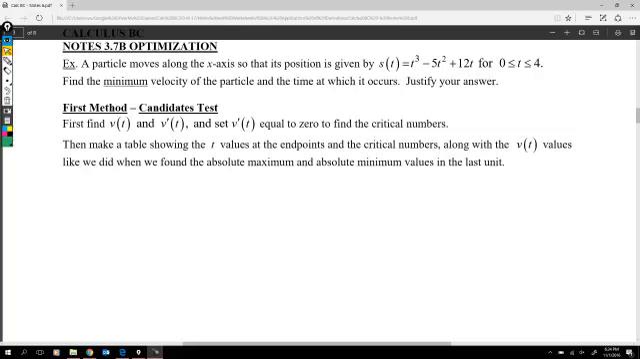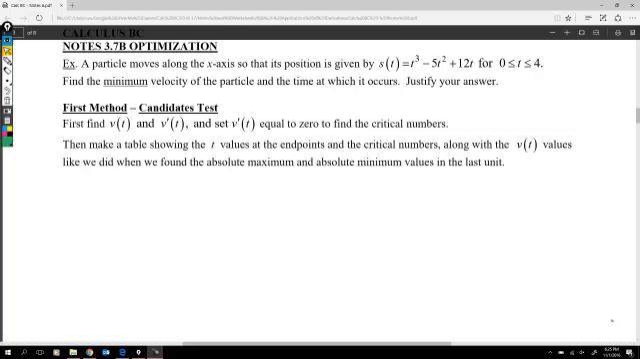Hi everyone, so we're talking about optimization, and optimization is just an application of finding extrema, so finding absolute minimum and maximum values is what we're going to be doing, except this time with word problems. In my first example, I have a particle that's moving, and it wants me to find the minimum velocity and then the time at which it occurs.